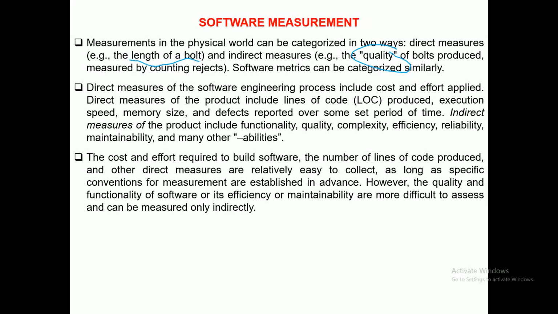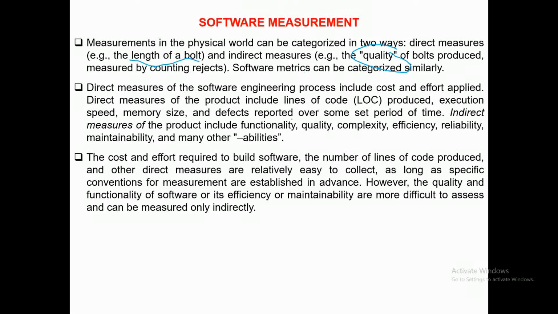The quality of a screw is an indirect measure. "Good" has various meanings for different people. For me, good means it lasts a whole month, that's very good; for someone else, good means it should last a whole year; for someone, good means once bought it should never break. So "good" is not quantitative. It's an indirect measure. Software measures can also be categorized similarly.